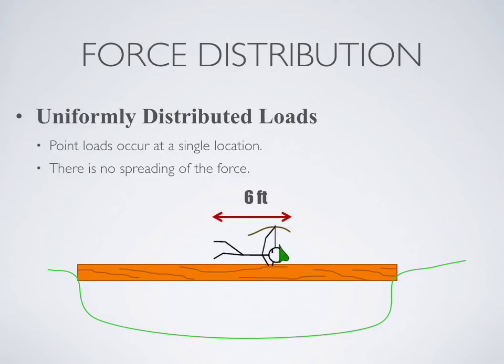Now let's say Robin Hood hears a bird and he decides that his best vantage point is to shoot up laying down on the log. Now Robin's 150 pounds is spread out over 6 feet. It's not a concentrated point load anymore. It's spread out over the 6 feet.